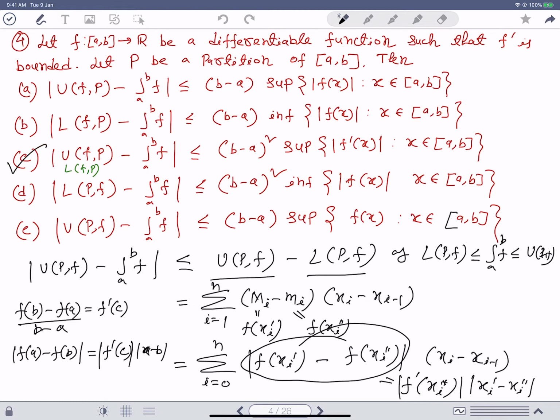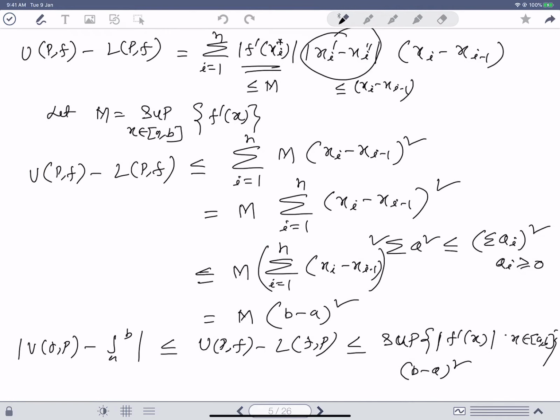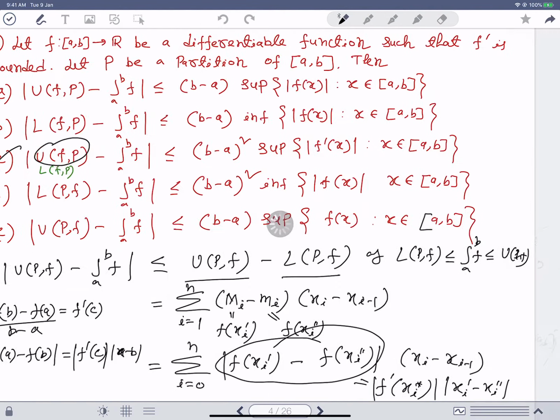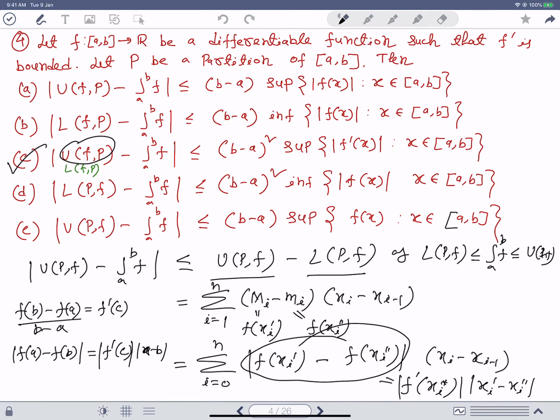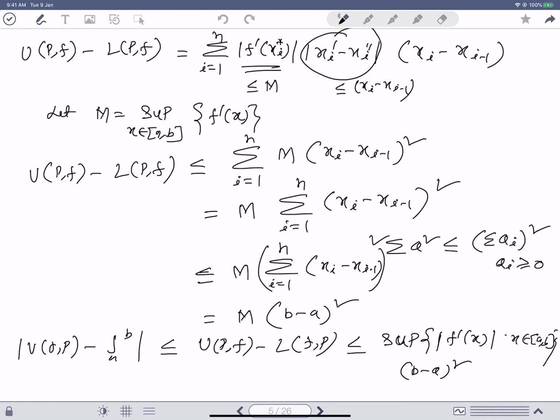C here. And similarly, if that UPF is replaced by LPF, then also you could solve this problem in a similar way. So, that means if you had LPF instead of UPF in option C, then also it would be a right answer. Okay. Now, is that part clear? Yes or no? Yes, sir. Okay, good.